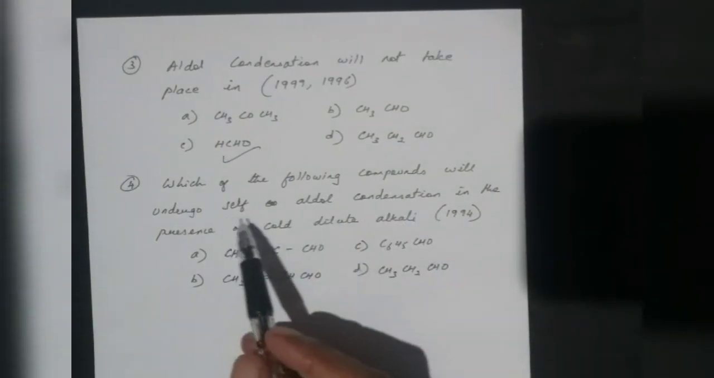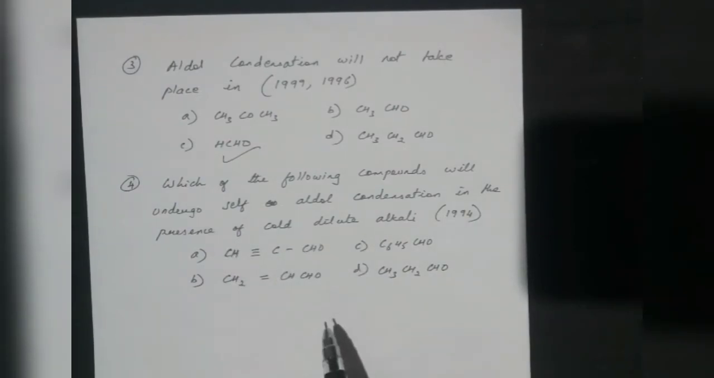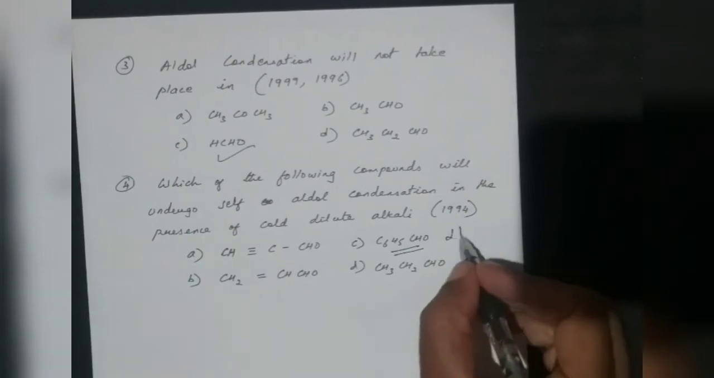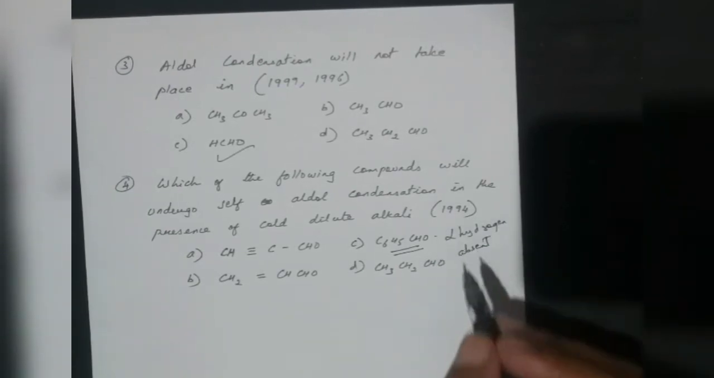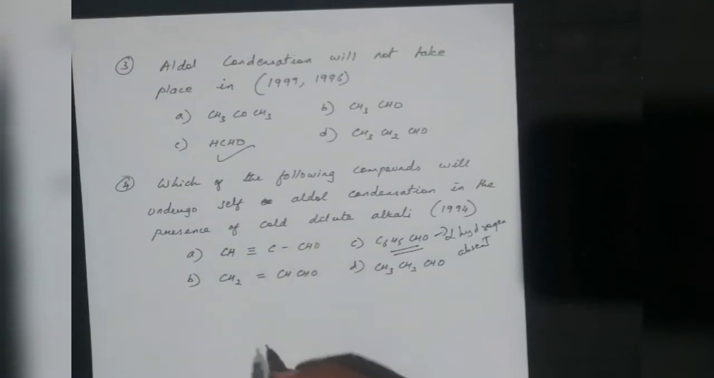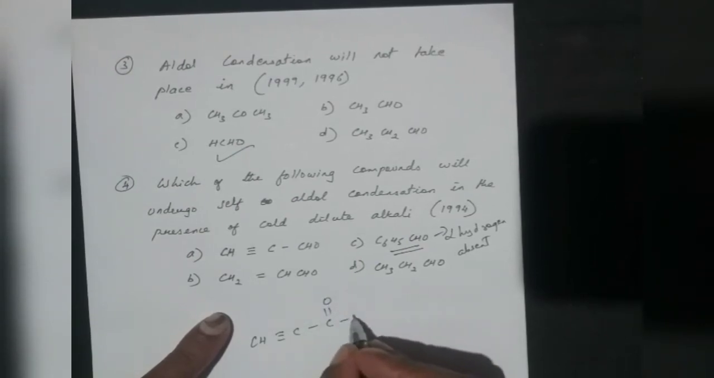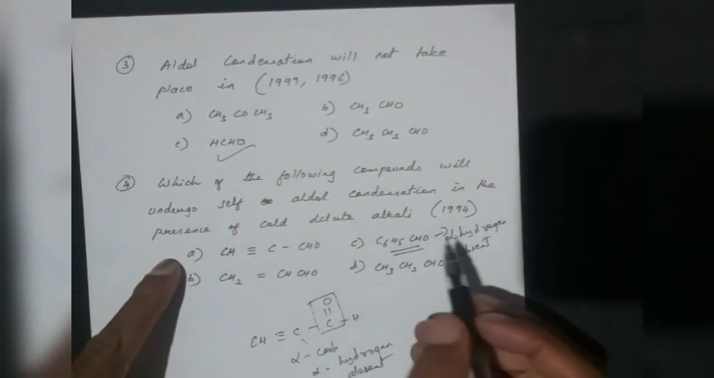Then which of the following compounds will undergo self-Aldol condensation in the presence of cold dilute alkali? So this is benzaldehyde. We have discussed in the previous lectures, alpha hydrogen is absent in case of benzaldehyde. Here also you can take the structure, CH triple bond C, CHO. You can write like this. So here also this is the functional group. Here the alpha carbon is there, but it is not attached to a hydrogen. So here also alpha hydrogen is absent. So maybe options A and C will not work out.